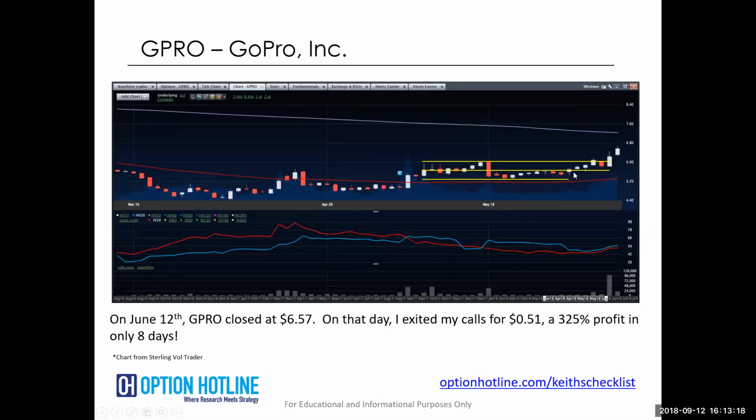So what happened? Well, for the first 3 days, we really kind of took off and made this the new support level. And this was my new key resistance level. And then we broke through that just a couple of days later. So on June 12th, 8 days after I entered this, the stock was trading $6.57, and I exited my calls for a 325% profit in those 8 days.